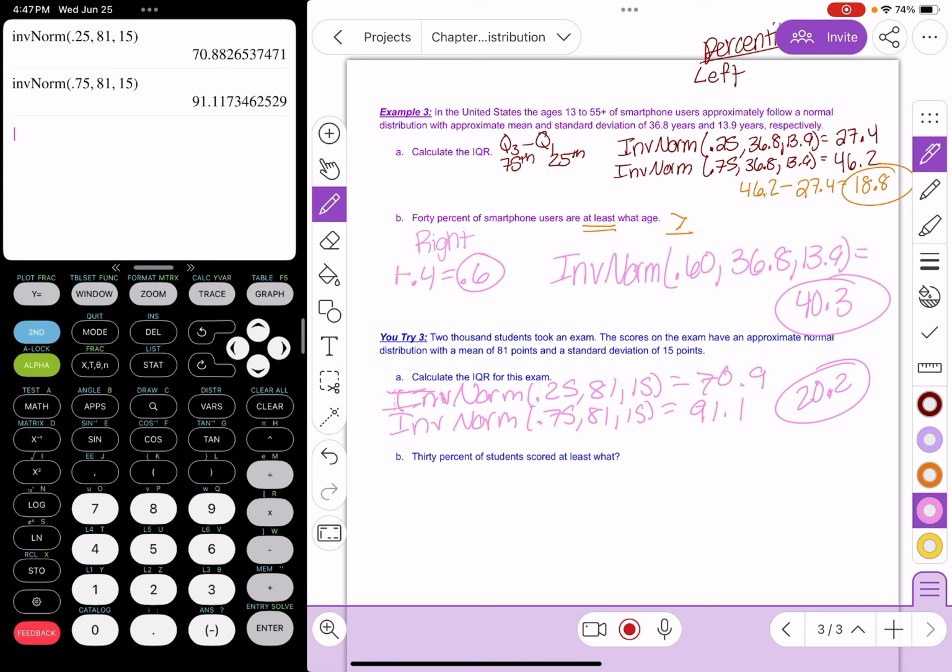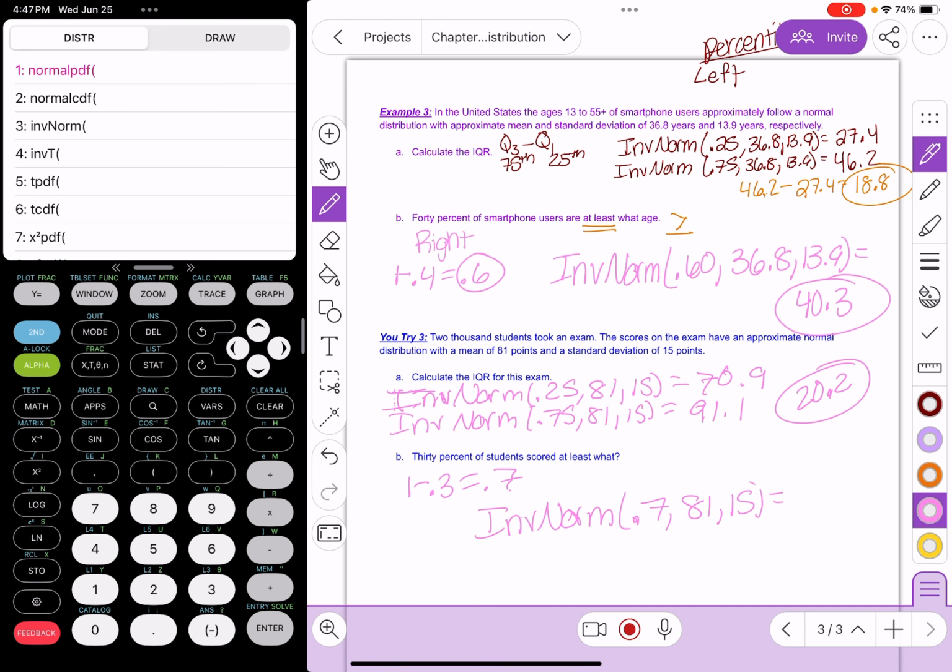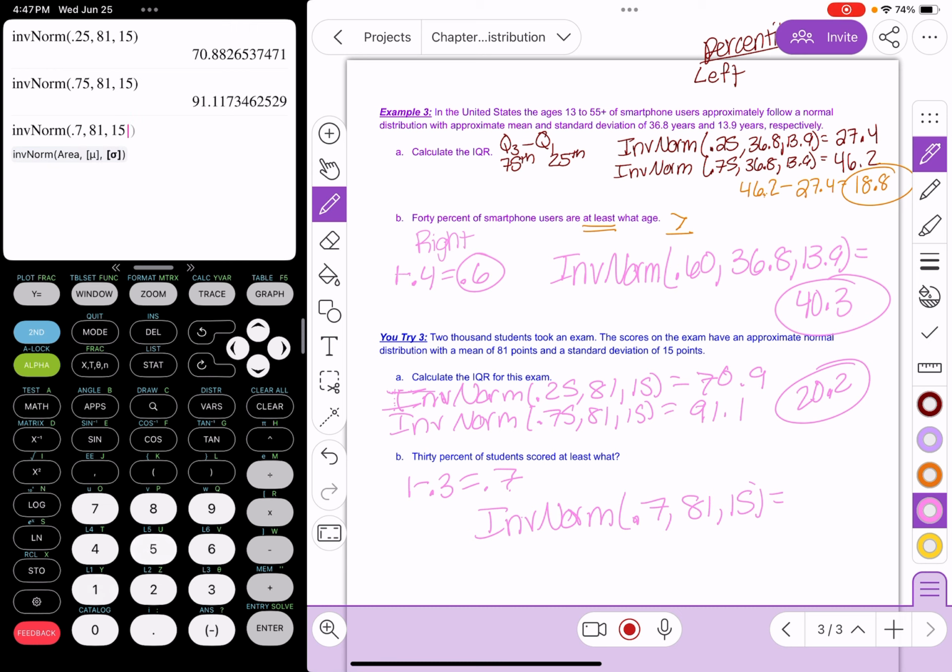And then if 30% are at least, 1 minus 0.3 is 0.7. So I'm going to do inverse norm with 0.7, 81, and 15. And I get 88.9. So that is how you use the normal PDF and CDF.